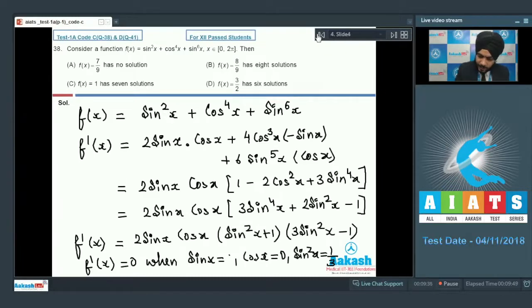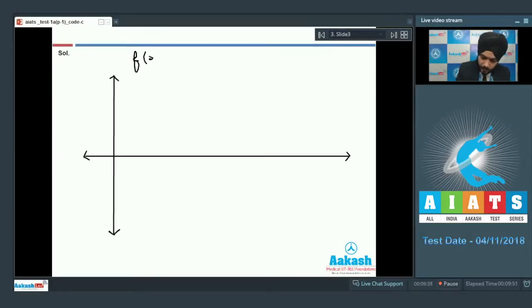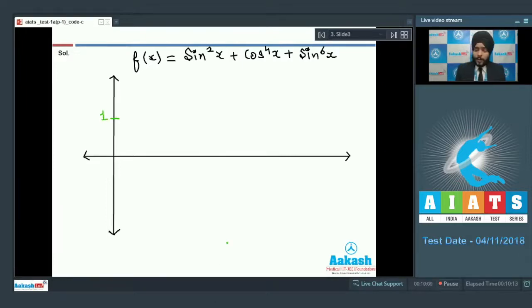f(x) is sin²x plus cos⁴x plus sin⁶x. f of 0 is 1, so this point is 1. We can directly see that the maximum value of this particular function will be 2 because there are 3 terms. When sin x is equal to 1, this is 1 plus 0 plus 1. Maximum value is directly 2.